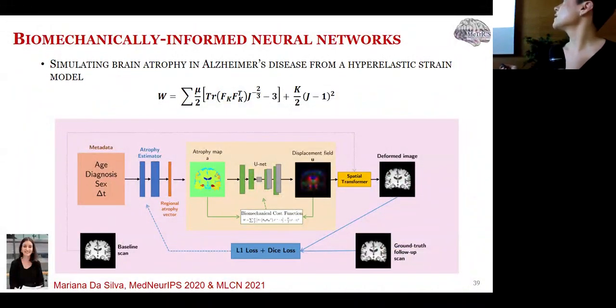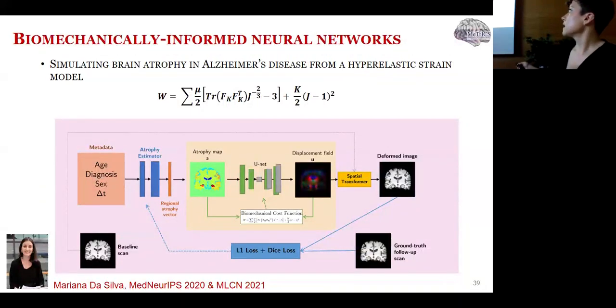And finally, I'm just going to say that moving beyond just detection, I think that the direction of travel needs to be in embedding biophysical models within our learning frameworks, with a view to learning a better biophysical model of the process from the data.